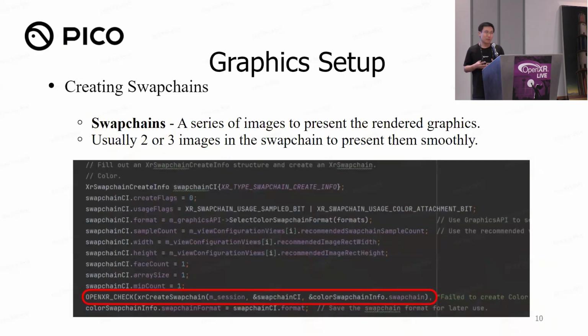Okay, after we set up the OpenXR framework, here comes the graphics setup. It is a very large topic that I will not cover entirely. I will only cover some key points here. The most important object you need to create is the swap chain. It is a series of images to present the rendered graphics. Usually there are 2 or 3 images inside the swap chain.